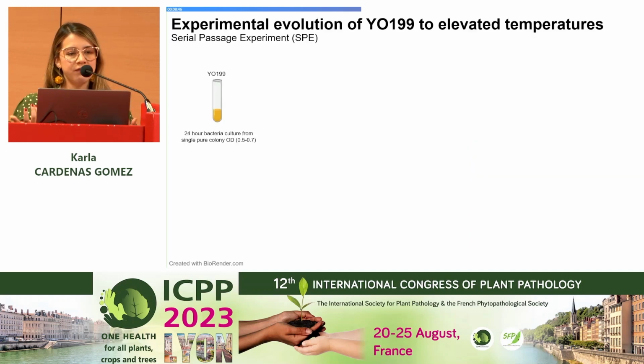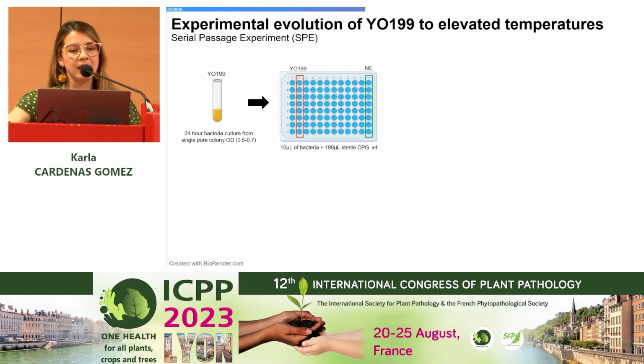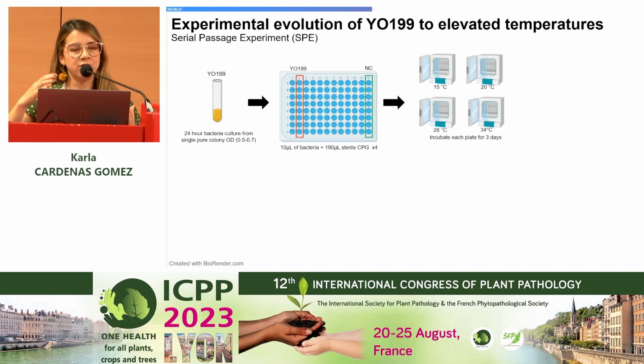So it was performed as a serial passage experiment. We had wire-199, this UK strain, in liquid media. Then the fresh 24-hour culture was plated in 96-well plates with 4 replicates. 10 microliters of the bacteria were mixed with sterile media, and then each replicate was submitted to a different treatment temperature, 15, 20, 28, and 34 degrees. They were incubated for 3 days.